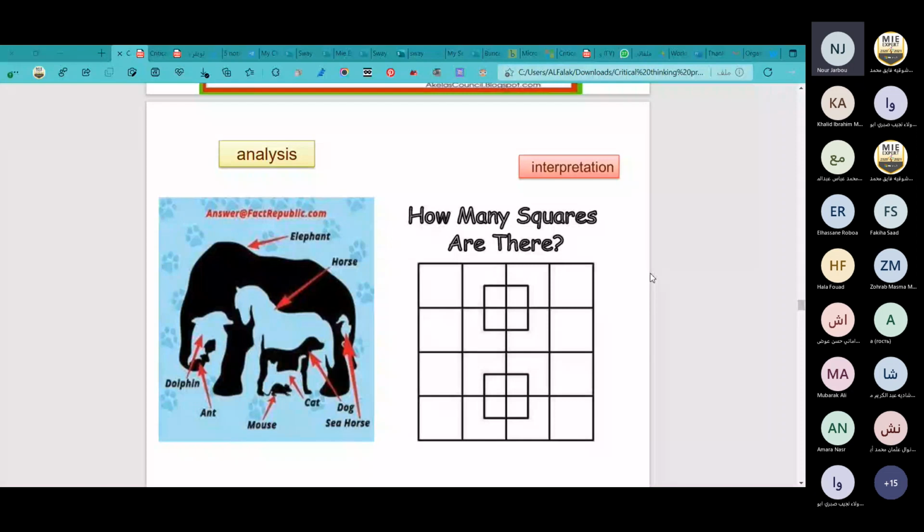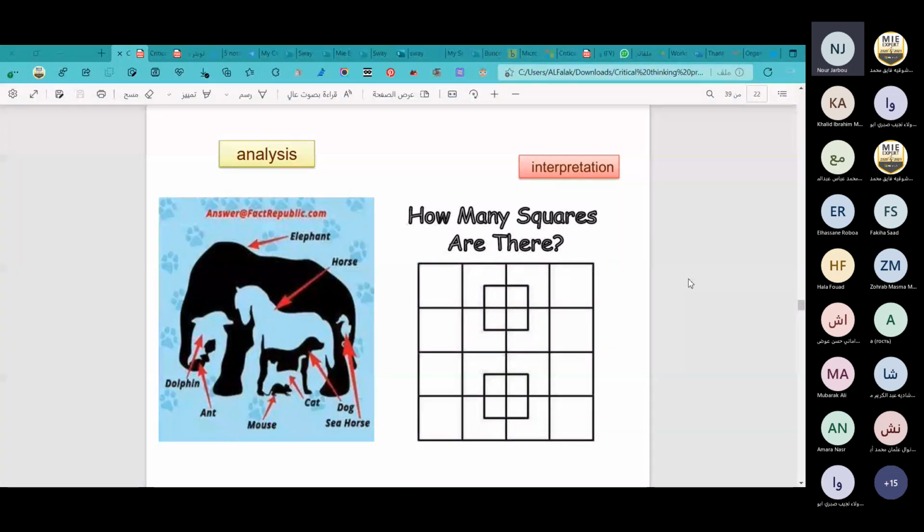And maybe we can start by this square and ask them how many squares are there. This is for interpretation and for analysis. Just a warming up activity, make them active, make them more innovative and thinkers.